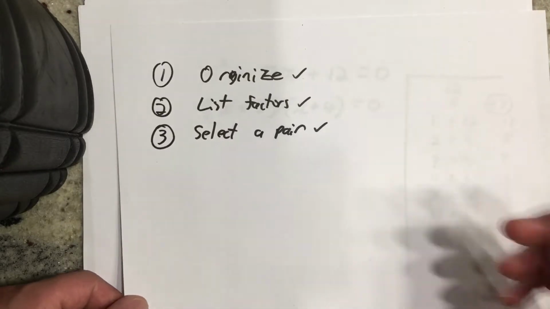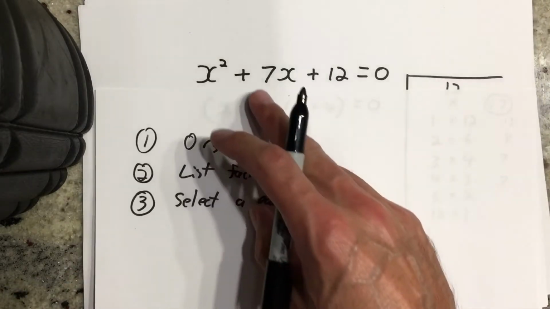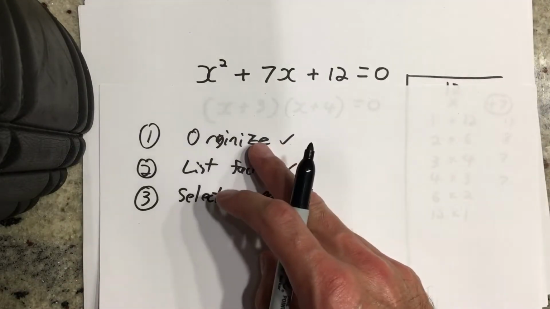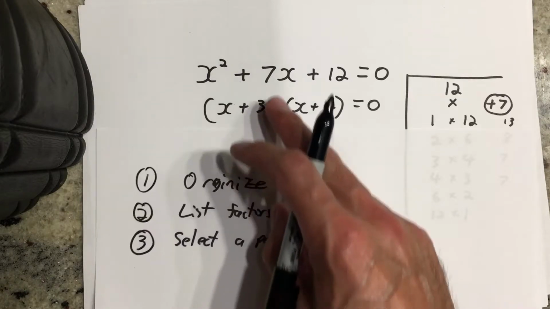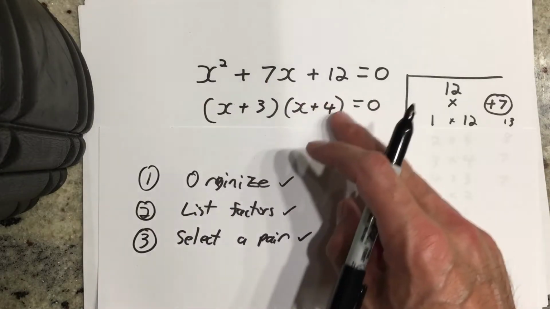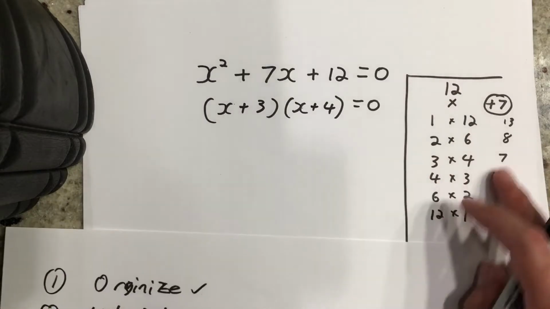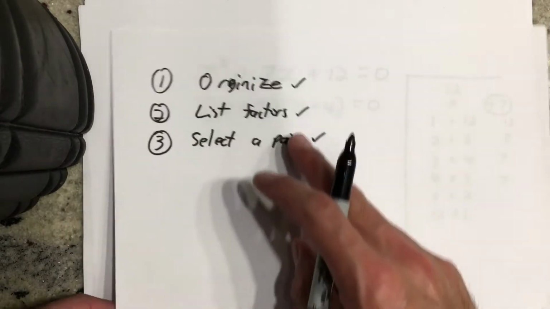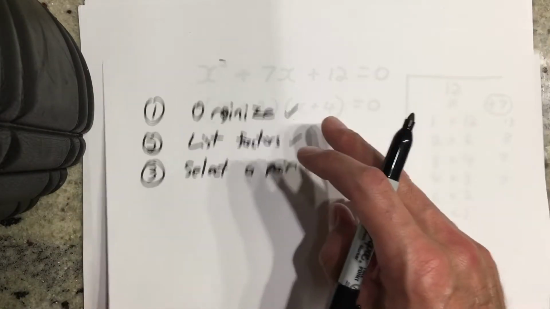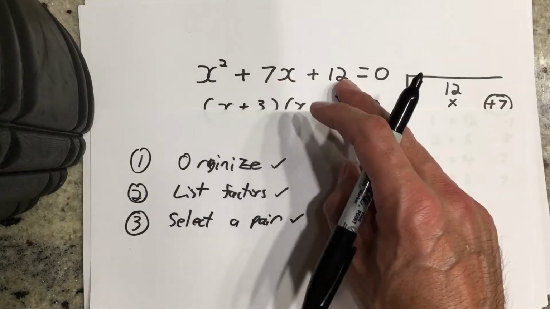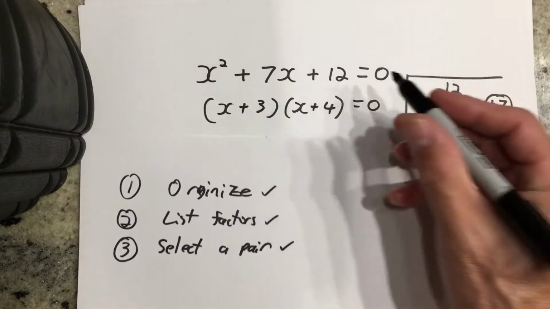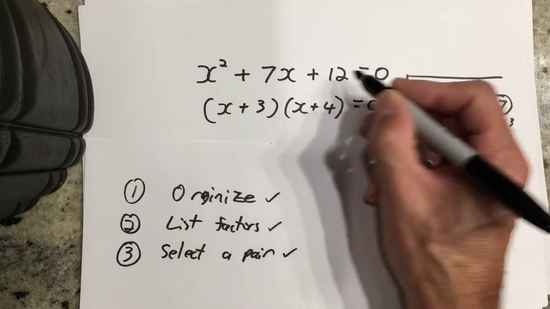So to recap, the first thing you want to do when you have a quadratic to solve is organize. Put a pair of brackets underneath it and give yourself some space to work with the numbers. Second thing you want to do is list factors. Now make sure you pick the correct number out of these two. You want to list factors of that last number there.